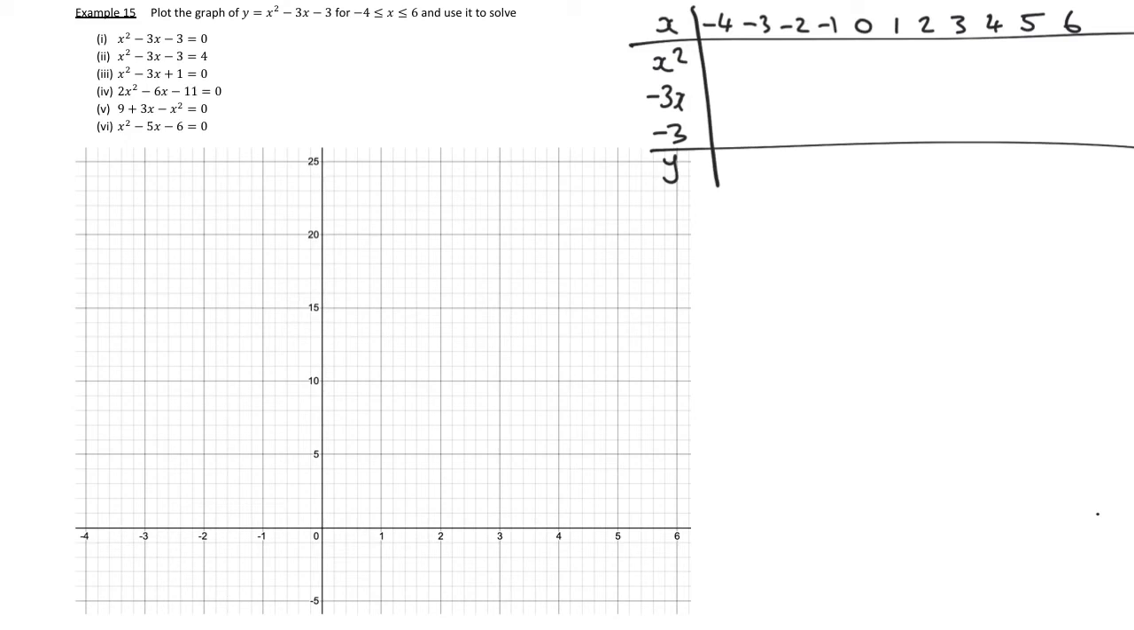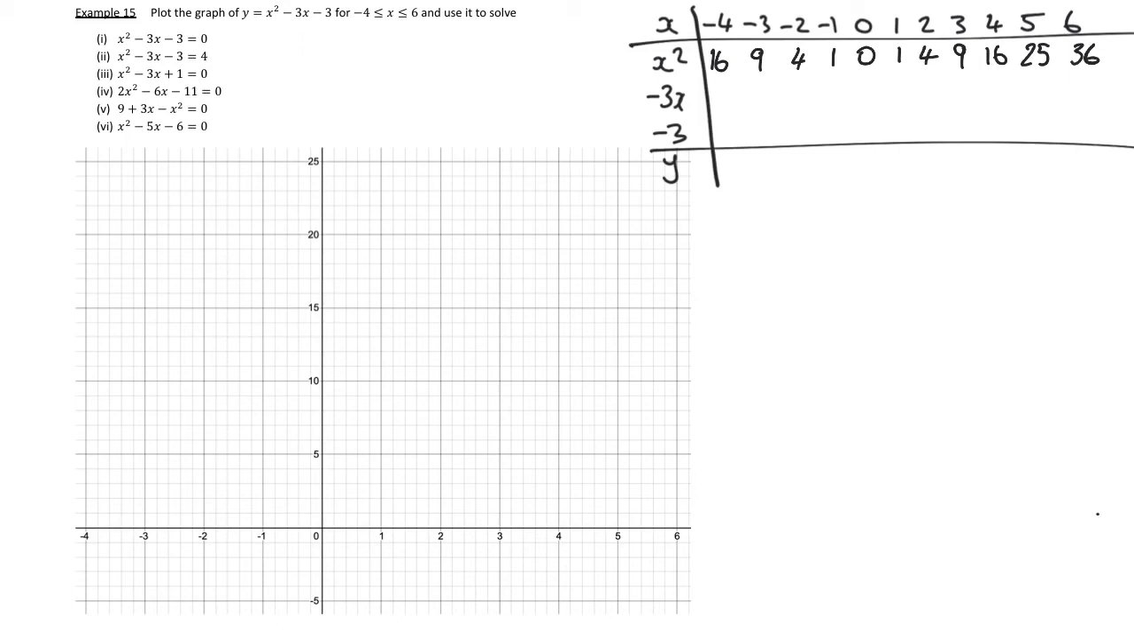So when x is minus 4, x squared is positive 16. When it's minus 3, it's 9. When x is minus 2, x squared is 4. When it's minus 1, x squared is 1. Then 0. 1 squared is 1. 2 squared is 4, 3 squared is 9, 4 squared is 16, 5 squared is 25, and 6 squared is 36.